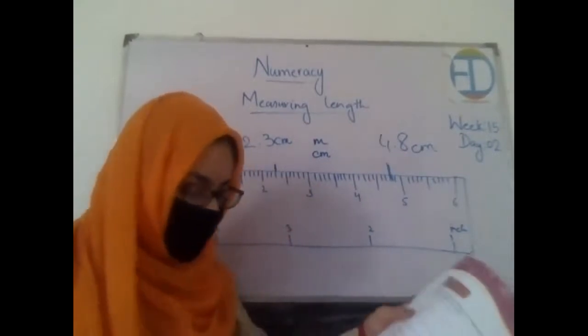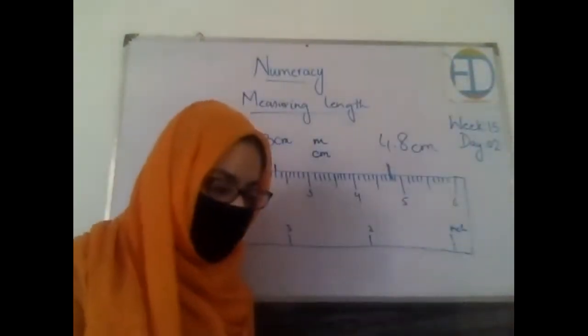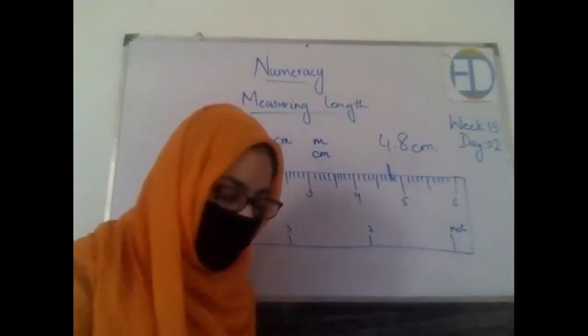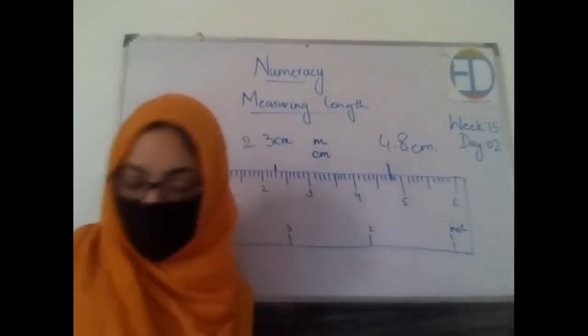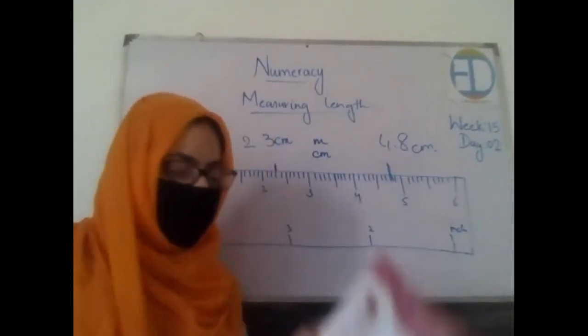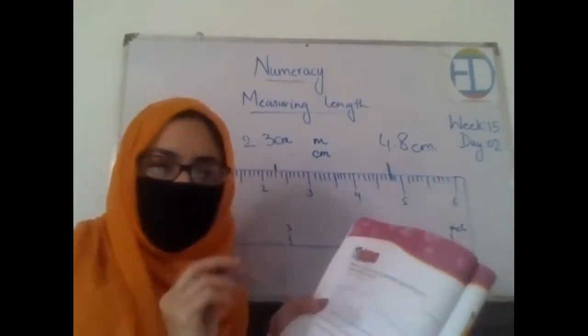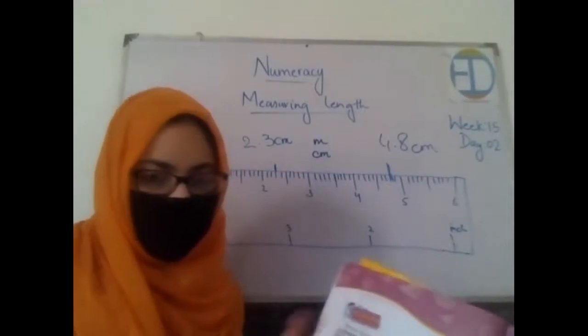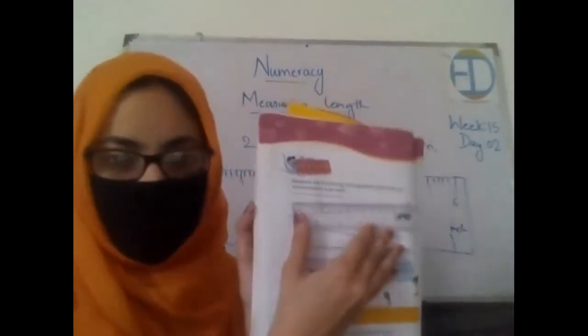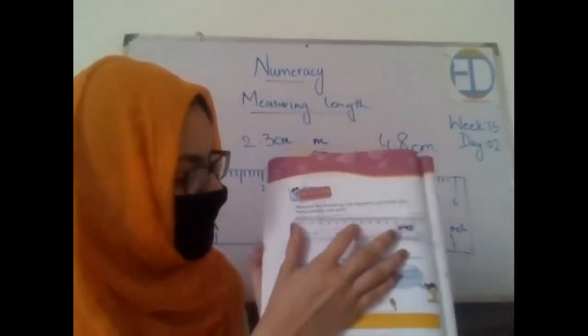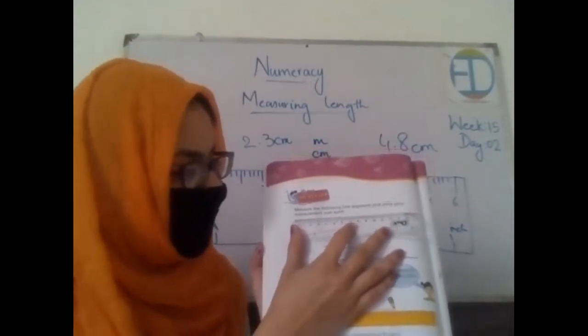Now I want all of you to please open your book, page number 76. On 76th page, we have a very interesting activity that says measure the following line segments and write a measurement over each. There are some random, colorful lines given in your book. You are supposed to measure them. All of you have your rulers. Just put your ruler like this, starting from 0, and measure.